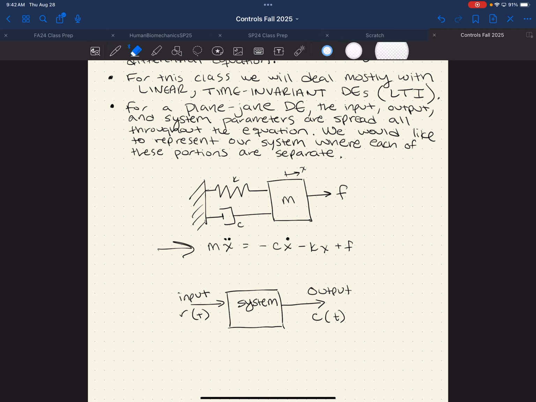So for this system, remind me again, what was our input for this system? Force. Yep, we said as an engineer, I am allowed to decide what is the force on this block. And what was the output? Position. Position, which is X.